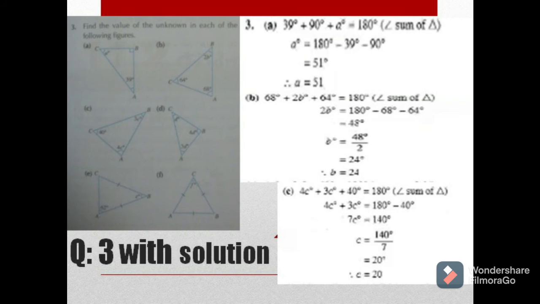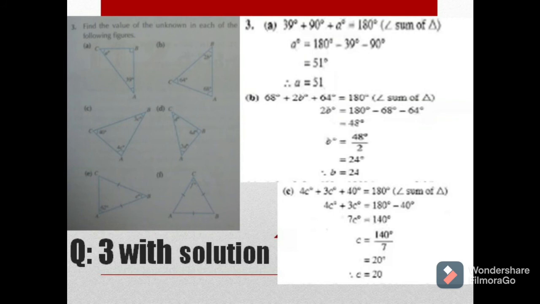Now we'll shift the 2 with the B to the 48 degrees side. On the previous side it was multiplying, so after shifting it to this side, it will divide. After dividing, we got the answer as 24 degrees. So the value of B is equal to 24 degrees. Now we have also found the third angle of the triangle in part B.